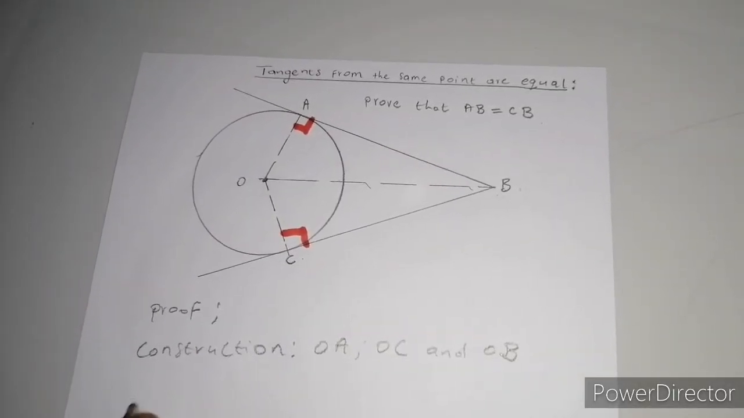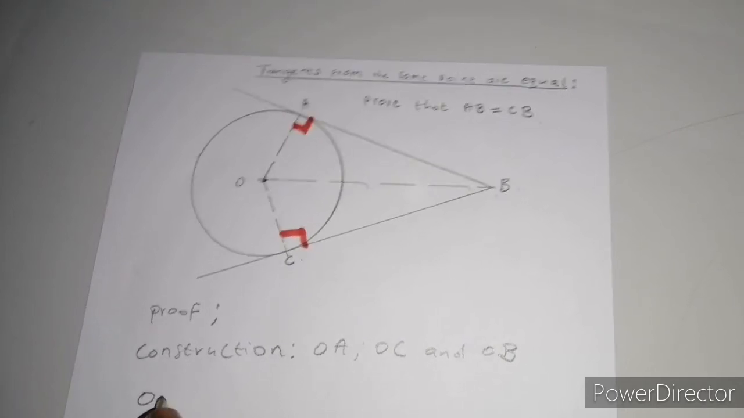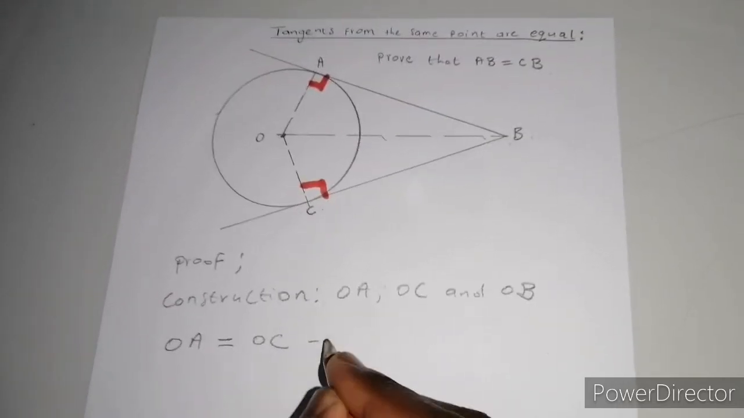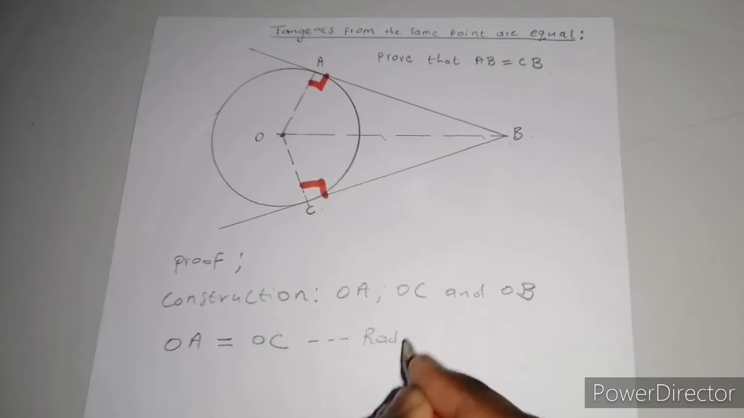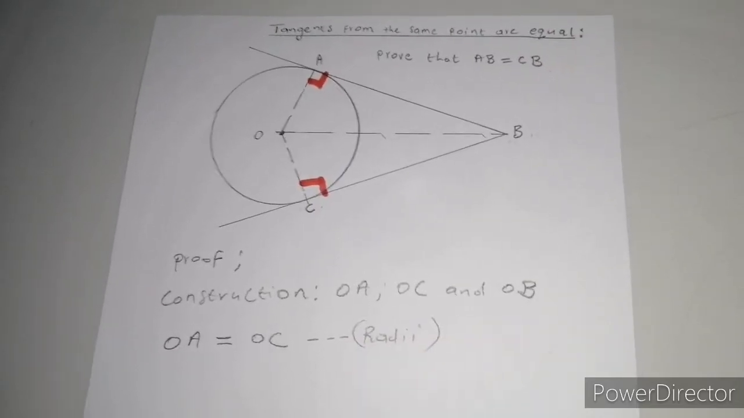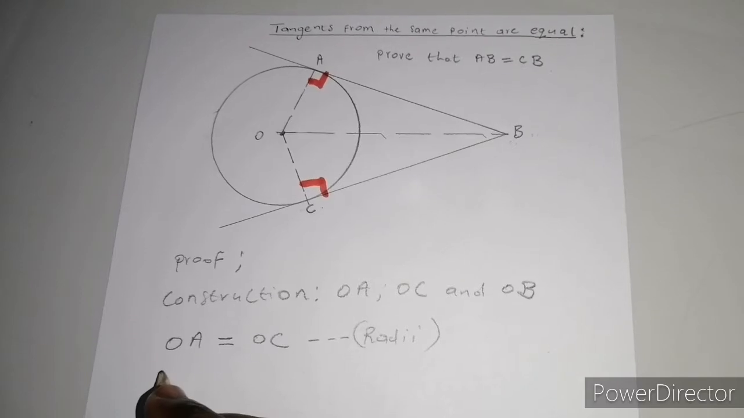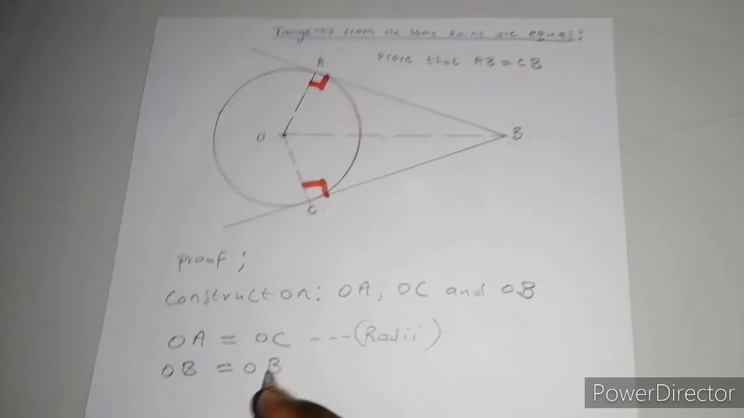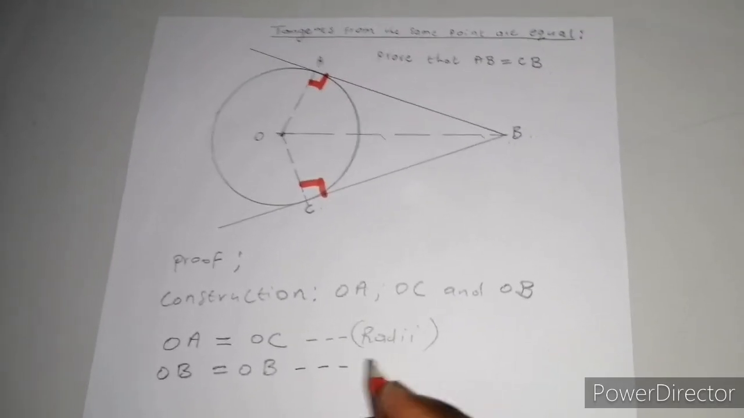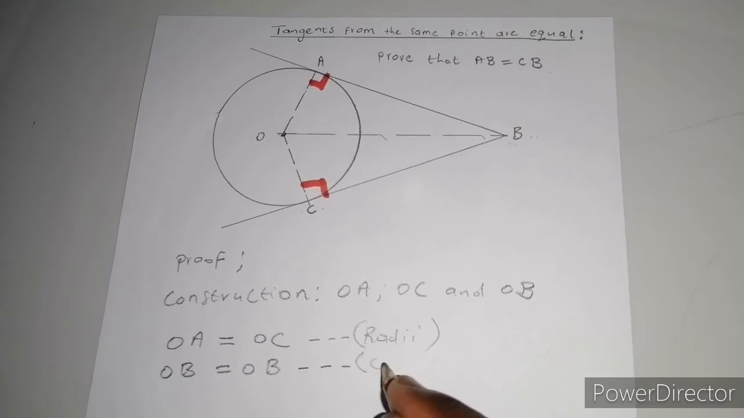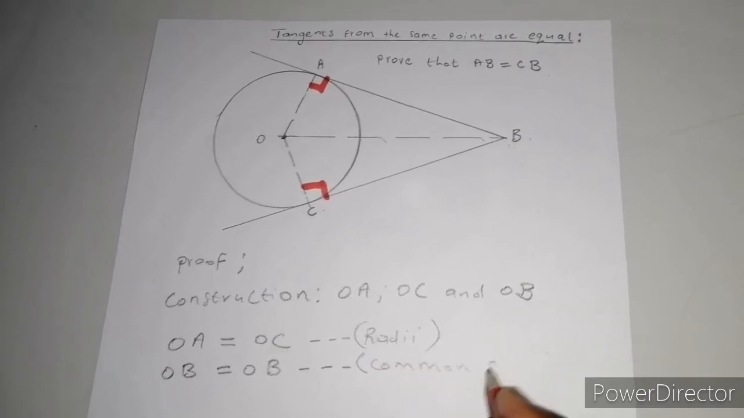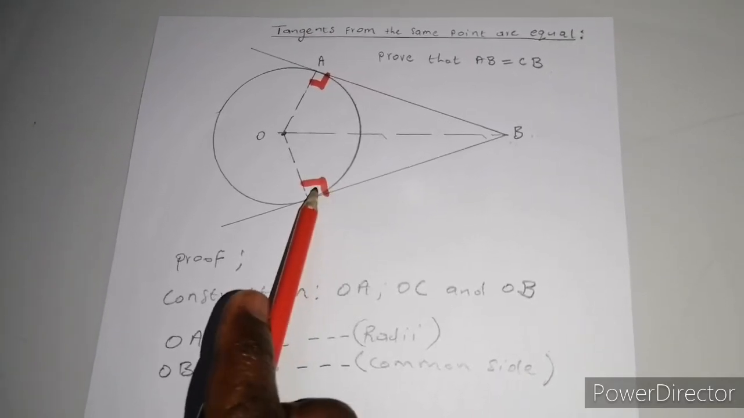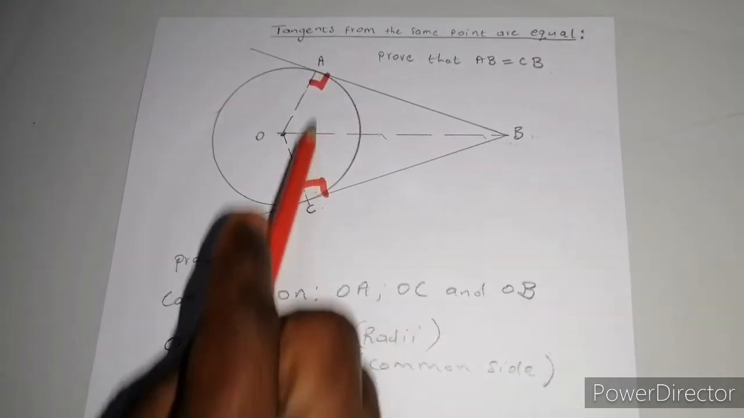We can see that OA is equal to OC. What is the reason? Radii of the same circle are equal. And we can see that in those two triangles, OB is equal to OB. What is the reason? Common side. And we can see that these two angles are equal by the very same reason.